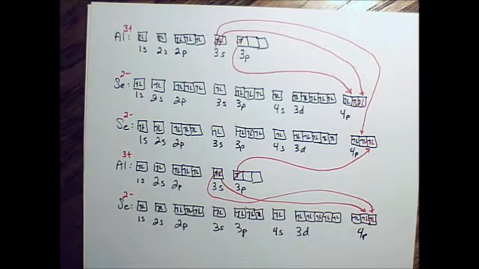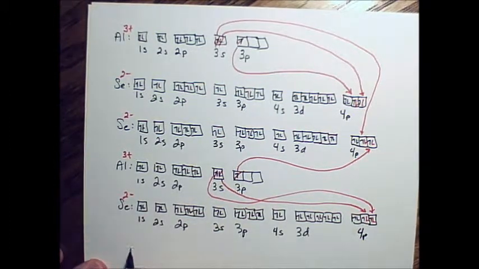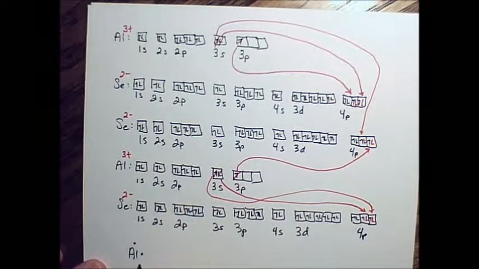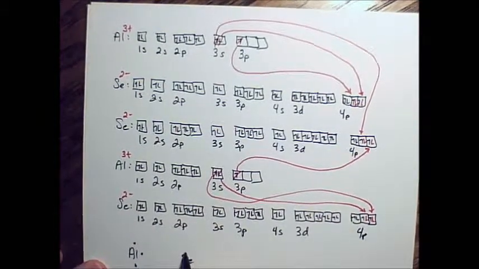What number are we on again? 60? All right, we need to show Lewis dot formulas. Aluminum has how many dots? 3. Selenium has how many? 6.